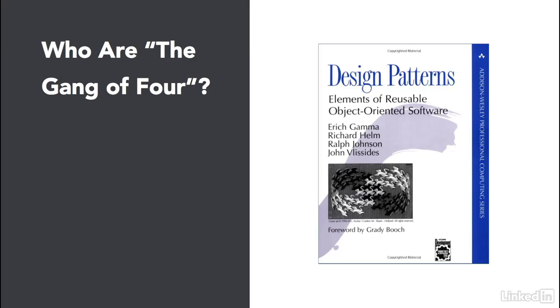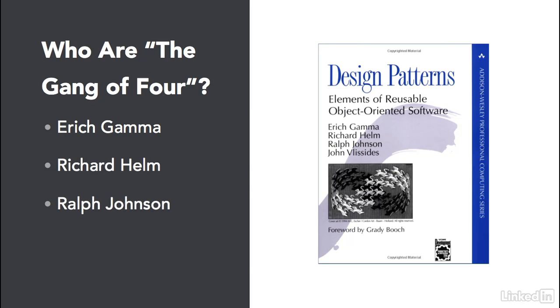The Gang of Four refer to four individuals that authored a book which really influenced the way we think about writing code. The authors were Erich Gamma, Richard Helm, Ralph Johnson, and John Vlissides. And the book they wrote was Design Patterns: Elements of Reusable Object-Oriented Software. They covered the 23 patterns which are generally considered the foundation of all other patterns.